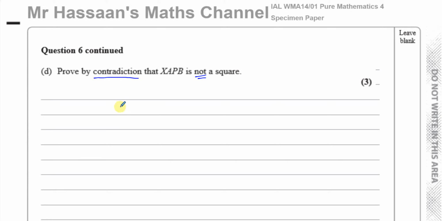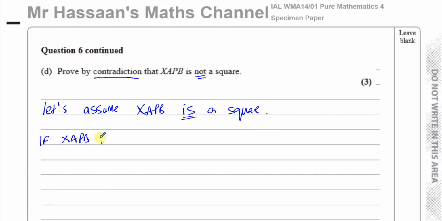Proof by contradiction is when you first assume the opposite. So we say, let's assume, and you have to write something down in this type of question, let's assume that XAPB is a square. Okay, we have to assume it. So if XAPB is a square, then the sides are perpendicular to each other. Not the diagonals, the sides.